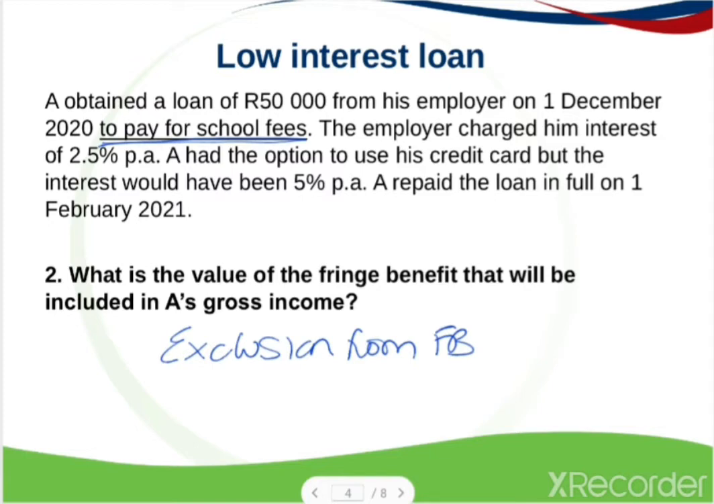If you see that in a question, it's still important to explain why it has no impact in the taxable income calculation. You could say a loan used for study, therefore excluded from fringe benefit.